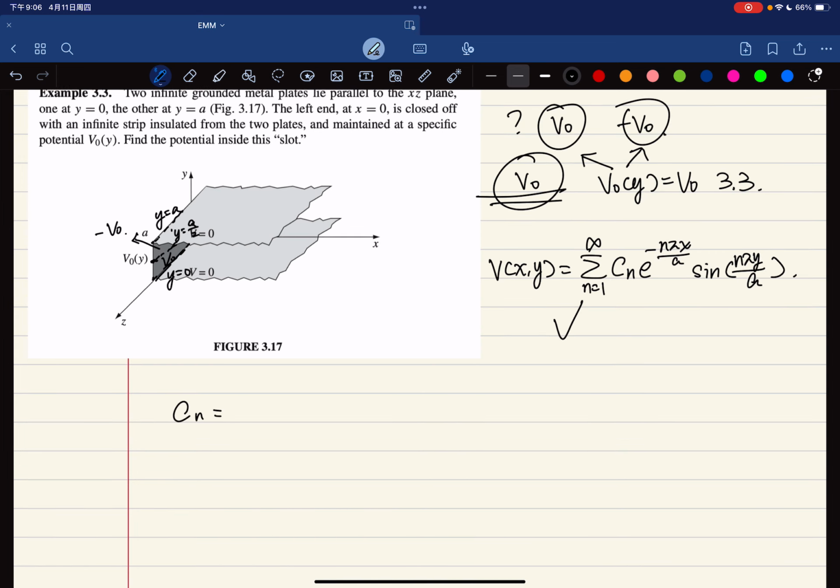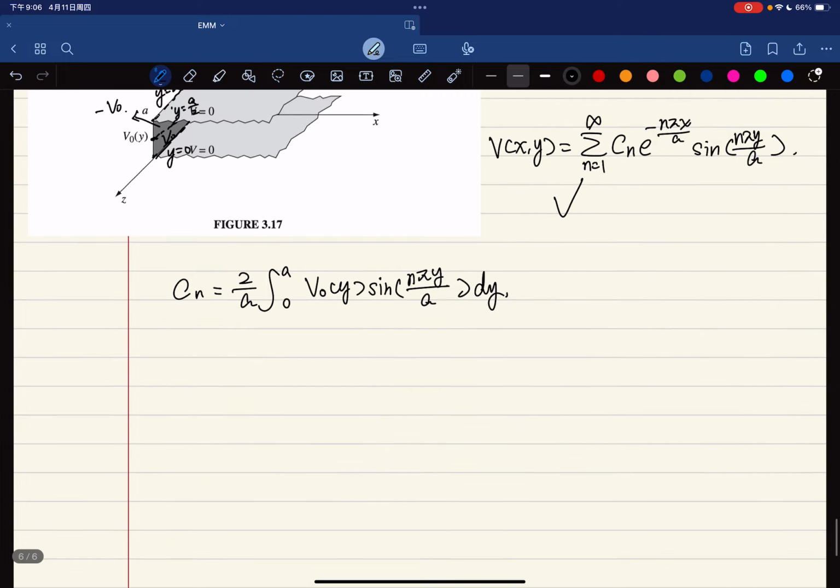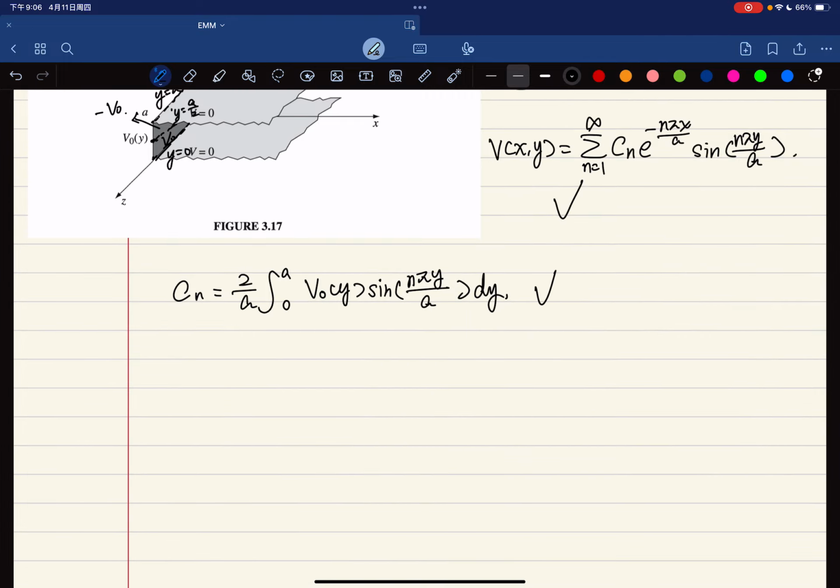How about this form? This is equation 3.34 in the textbook. Of course, we can use it because at this point we haven't applied our last boundary conditions. So that's why we can use it.